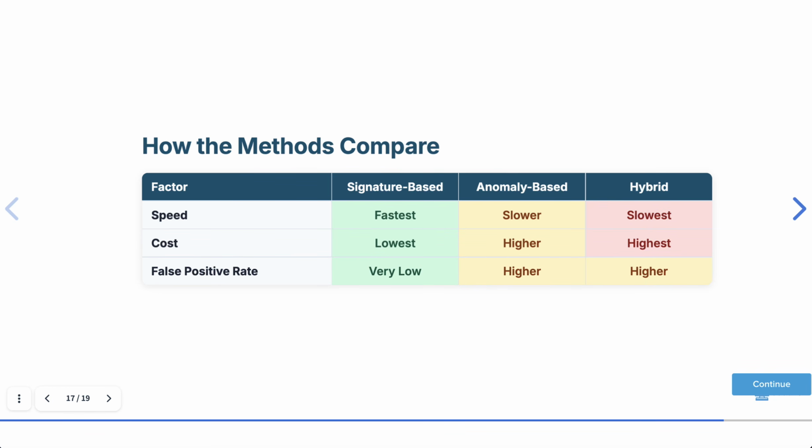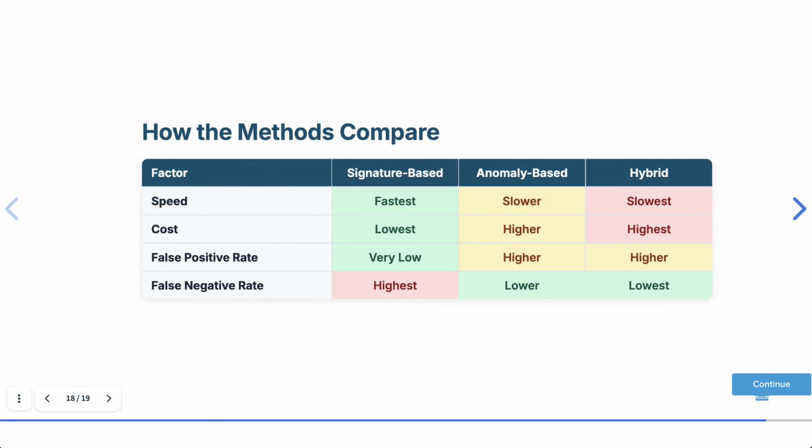False positive rate. Signature-based very low, anomaly-based and hybrid higher. Signature-based wins this factor as well. When it fires, it matches a known problem signature. That's a precise hit. Anomaly and hybrid generate more noise because unusual but legitimate traffic can look like an anomaly.